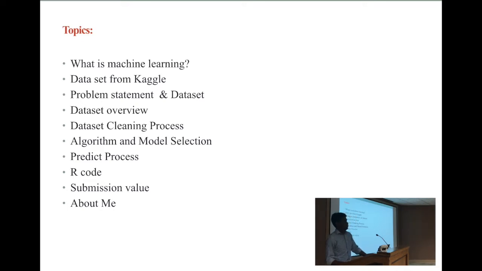The last one is the R code. The code I applied for these computations will be shown here, along with the submission value. Once we create the prediction value by applying the model and the techniques, we have to submit the data set to Kaggle. The Kaggle team will work on it and give us a score, and based on the score they evaluate our work. The last one is about myself.